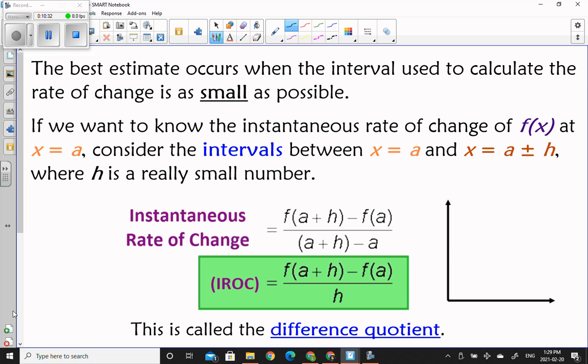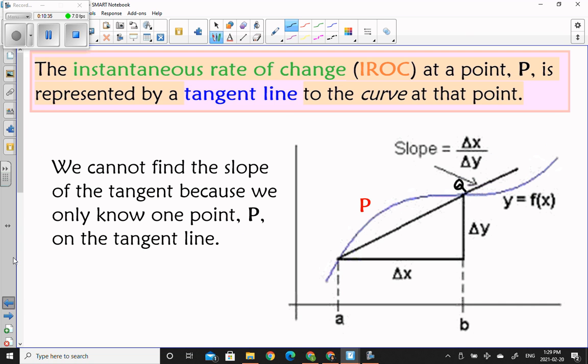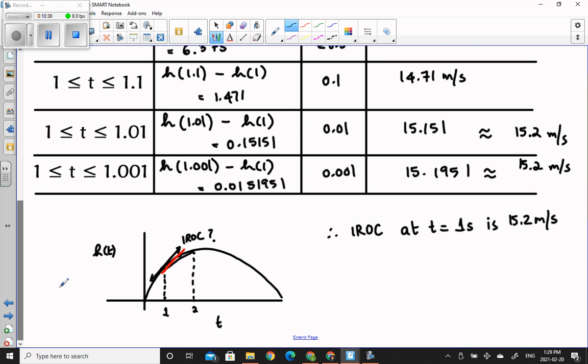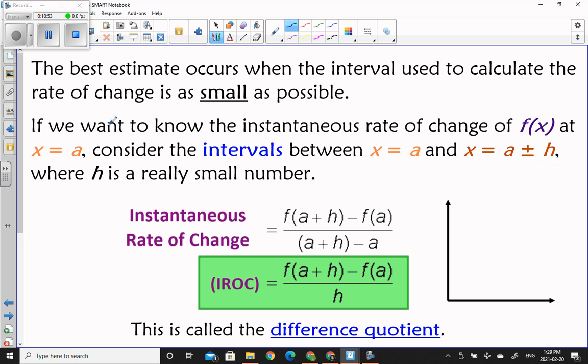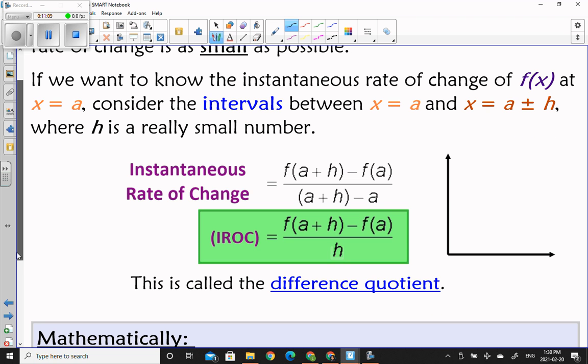So we want to make that interval really small. If you look at our previous example, we got closer to the IROC when the interval was very small, like 0.001 for the change in time. So we want to shorten that distance between 1 and the next number beside it. So if we want to know the instantaneous rate of change of f of x at x equals a, consider the intervals between x equals a and x equals a plus or minus h, where h is a really small number, and then we can use this formula to find the instantaneous rate of change.